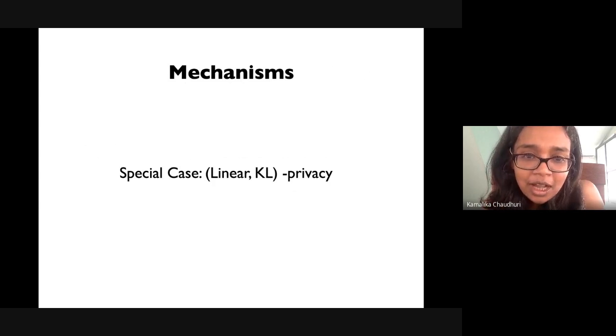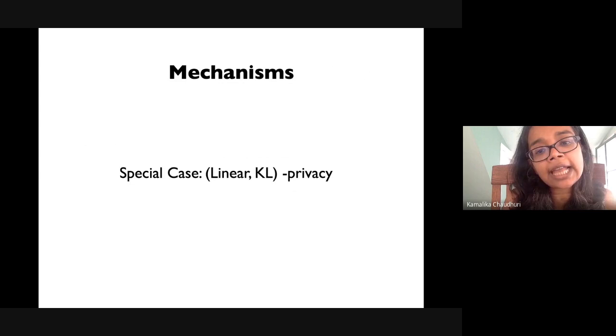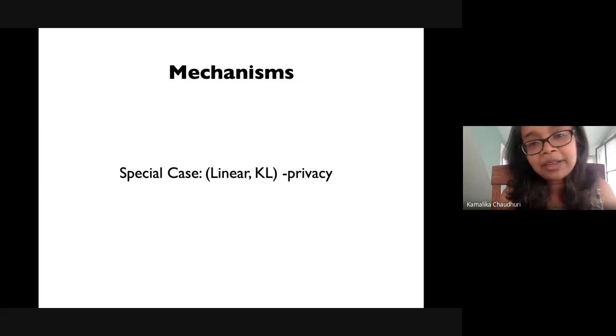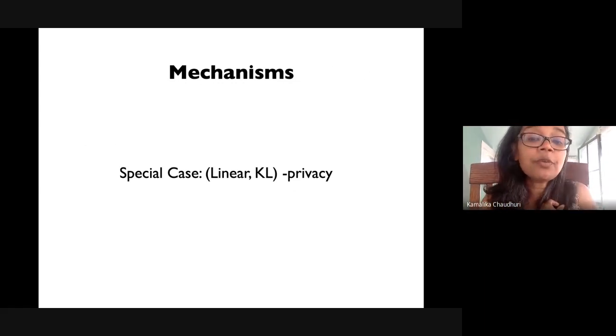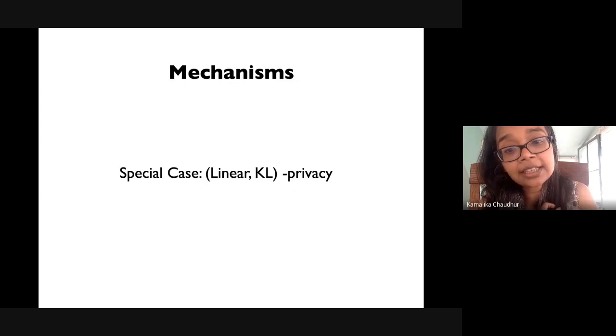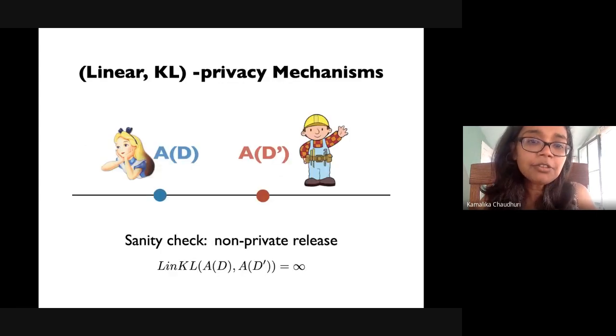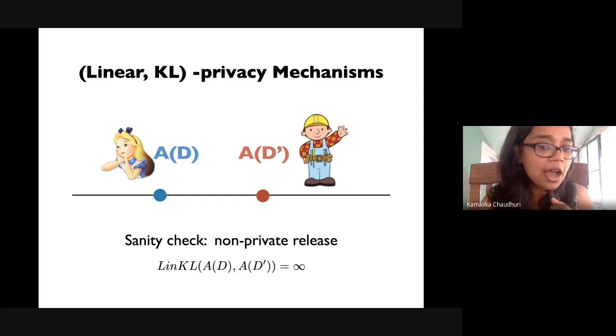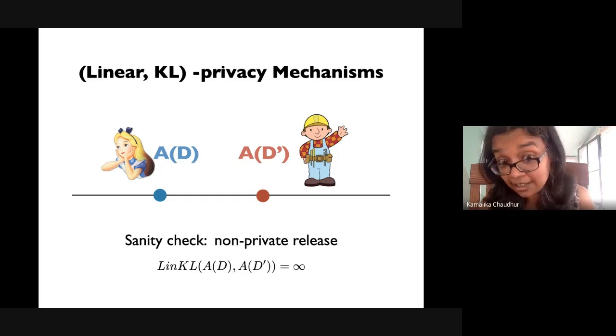Okay. So what about mechanisms? One special case that we could look at, and it's just a simple case, is linear tail privacy, because these calculations, as you can imagine, are somewhat hard to do. If you look at a sanity check, even for something as simple as linear tail privacy, the non-private releases would blow up, right? If you have A of D and A of D prime, the lin tail between them is actually infinity. So the non-private releases would blow up.